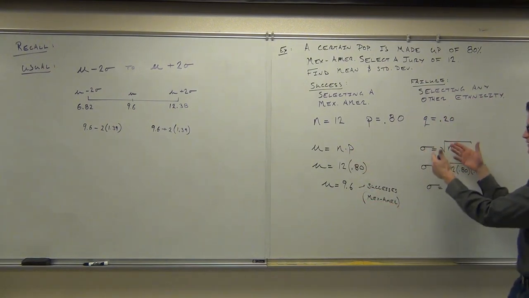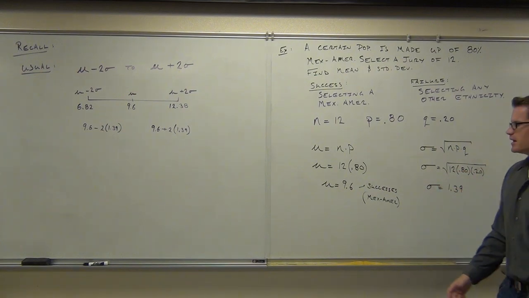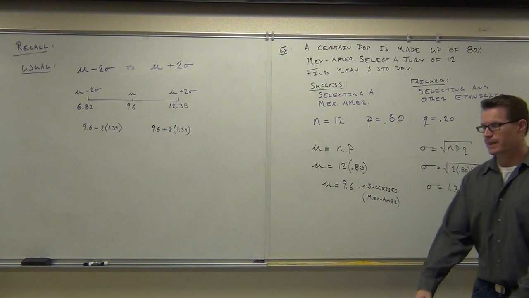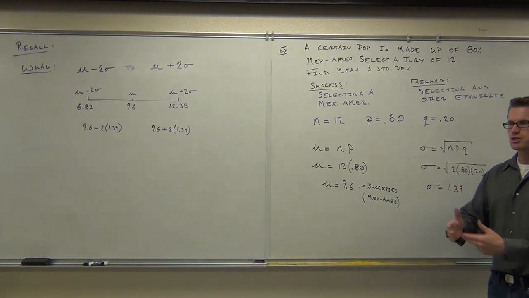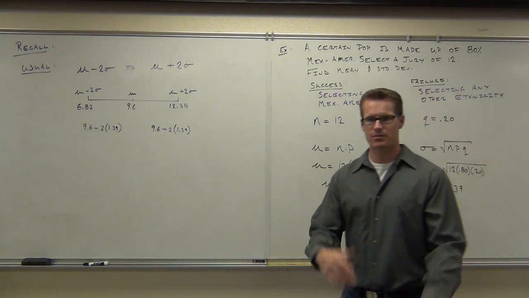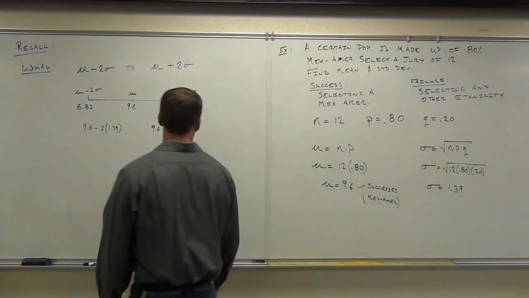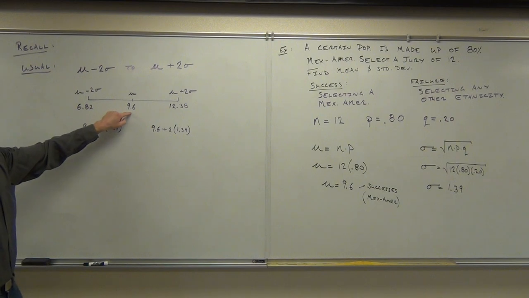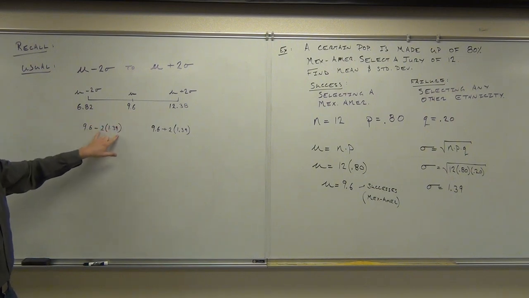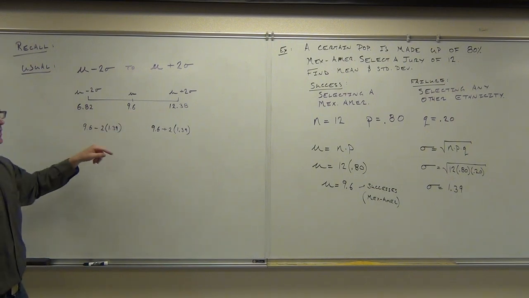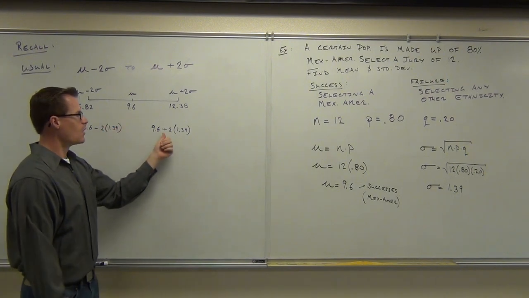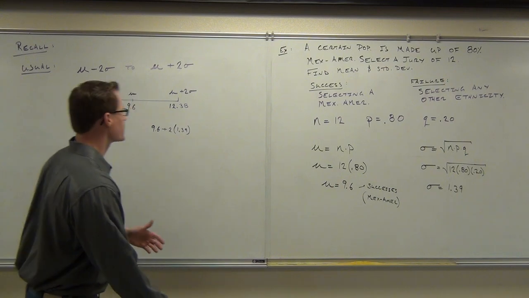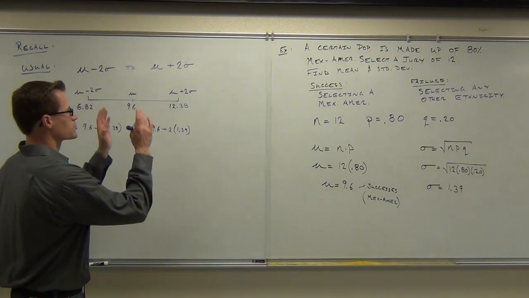Mean's pretty easy. Standard deviation, square root, that's still pretty easy. This gives you the average number of successes you should have every time you do your procedure. This gives you the average distance from the mean for this situation. To find your usual and unusual, we take our mean, that's in the middle, and we subtract 2 standard deviations, or add 2 standard deviations. That's the same situation every case. So we get a range of 6.82 to 12.38.